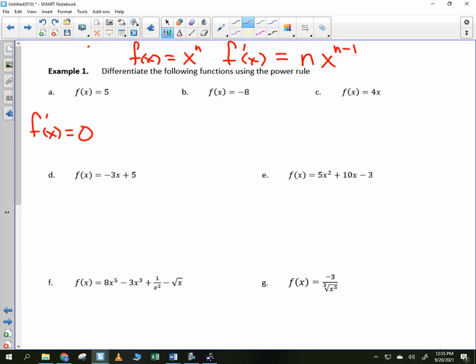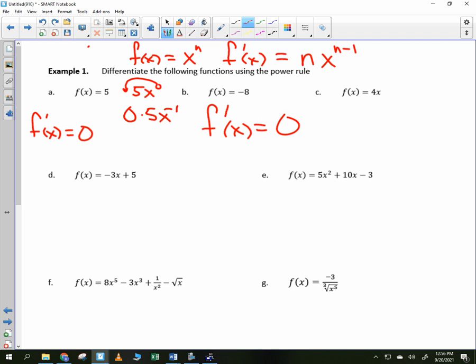So you'll never actually do it this way. I just want you to see how it works. This is like 5x to the 0 power, because anything to the 0 is 1. So watch what happens when you drop the 0 in front. You get 0 times 5 to the x minus 1. And 0 times anything is 0. Even if it's negative, the derivative of a constant is still 0.